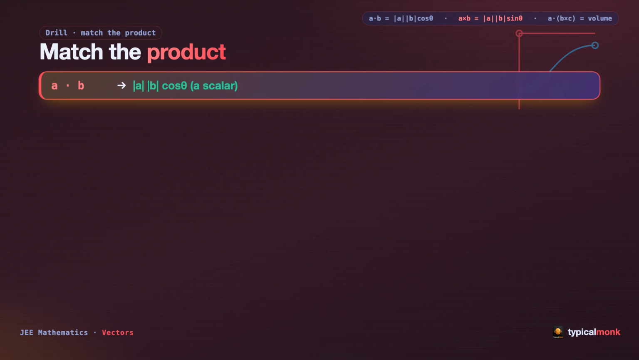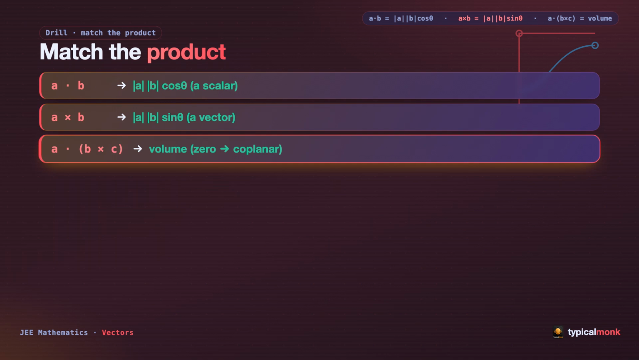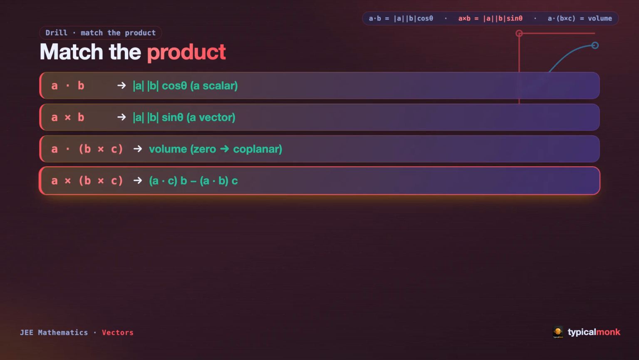A dot B goes to the magnitude of A times the magnitude of B times cosine theta, a scalar. A cross B goes to the magnitude of A times the magnitude of B times sine theta, a vector. A dot B cross C goes to the volume, 0 if the vectors are coplanar. And A cross B cross C goes to A dot C times B minus A dot B times C. Four pairs, each worth memorizing.